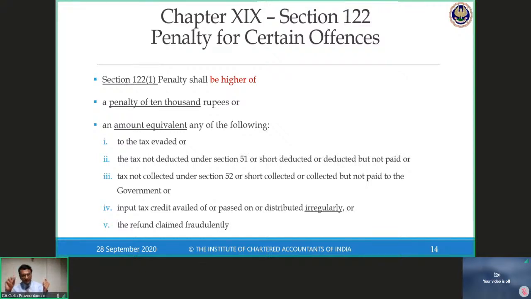TDS, TCS, 51, 52, deducted but not paid, short deducted, etc. Then ISD, erroneously clerical mistake happened, or refund claimed fraudulently. So any of these activities, what is the amount quantifiable under that activity? Either that amount or 10,000. Higher of these two will be a penal provision under section 122.